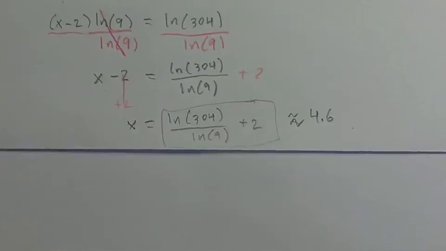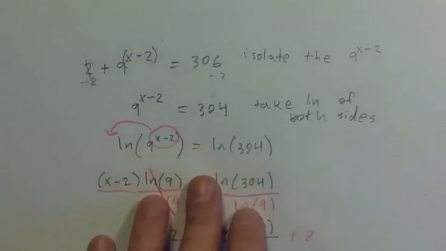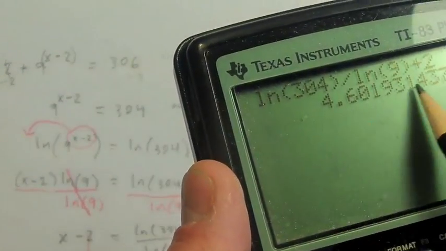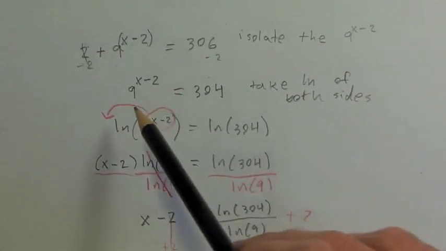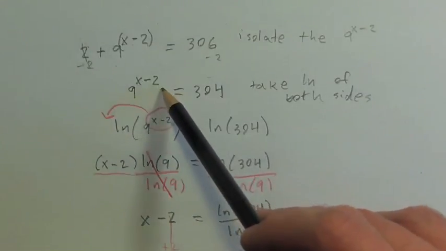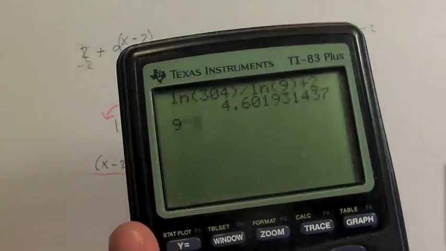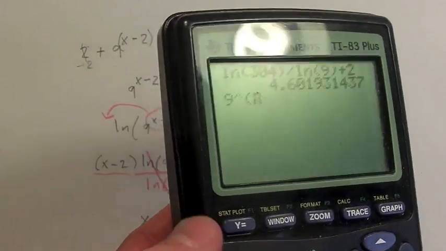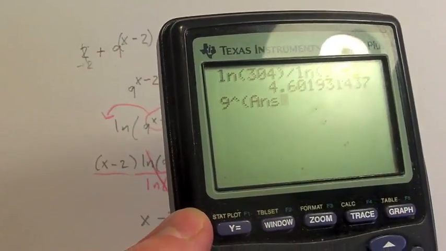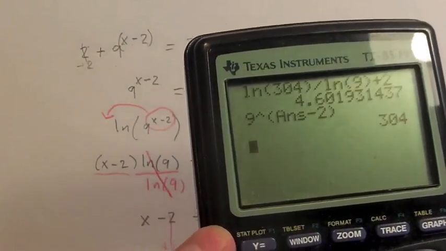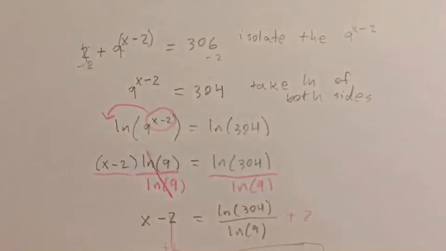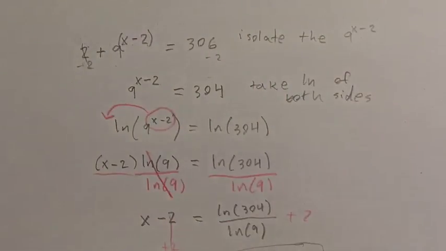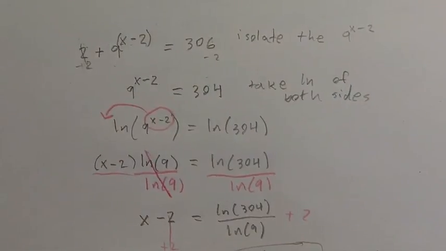All right, let's look at another example. Although before we do that, let me show you here. This was the answer we got for our x. So let me put it back into this form of the equation, the 9 to the x minus 2, and see if we get 304. So 9 raised to, and I'm just going to put answer here because that's what I got for my answer, minus 2, and we get 304. Well, we checked it, we got it. So taking ln on both sides actually works out for us.